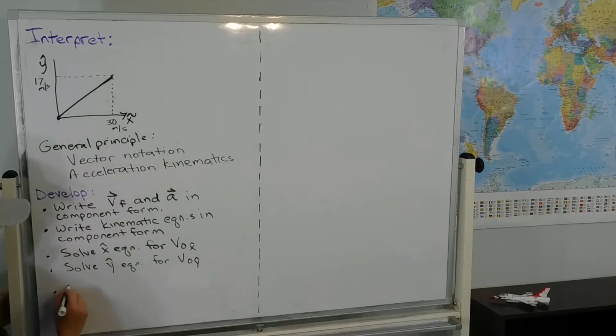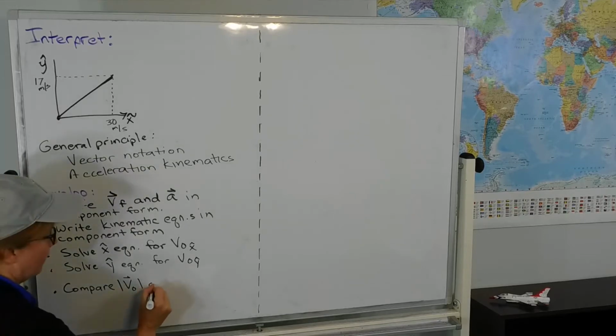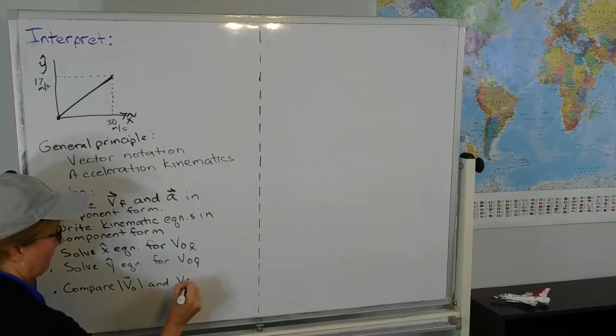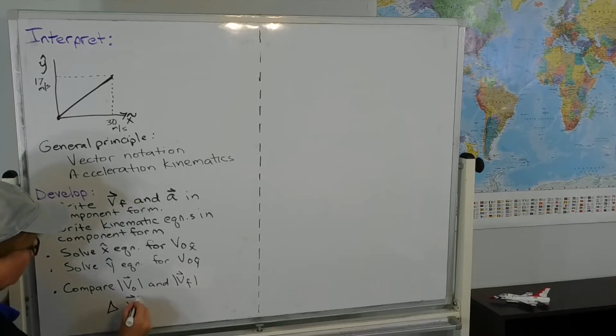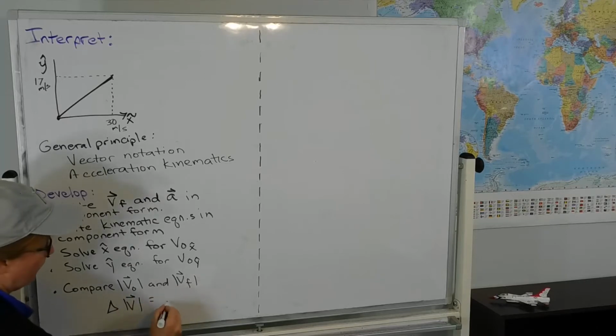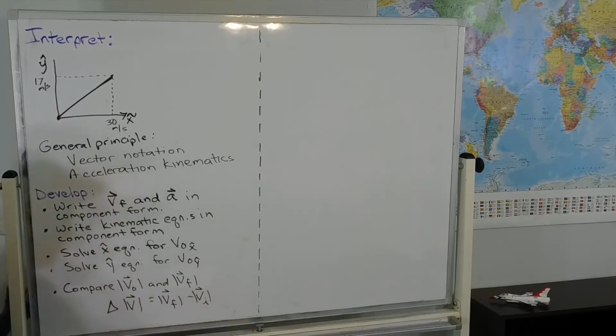And then we can compare, which was one of the purposes: we're going to compare the magnitude of the initial velocity vector and the final velocity vector. And we'll use that then to compute the difference. So the change in the magnitude of the velocity is going to be equal to the final minus the initial velocity vector.